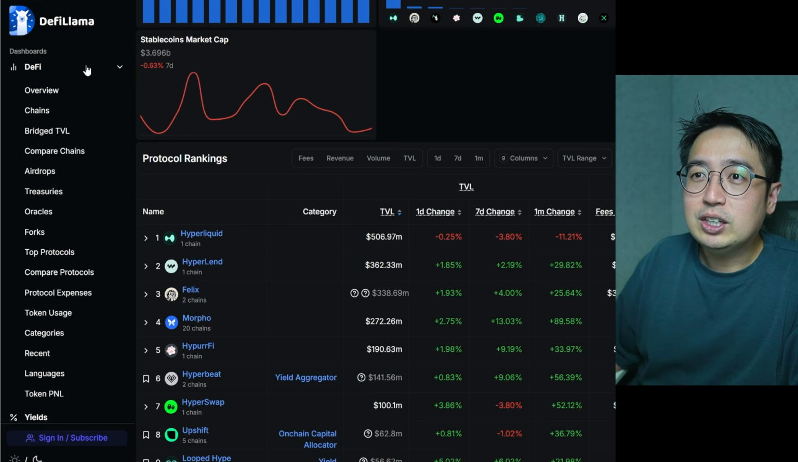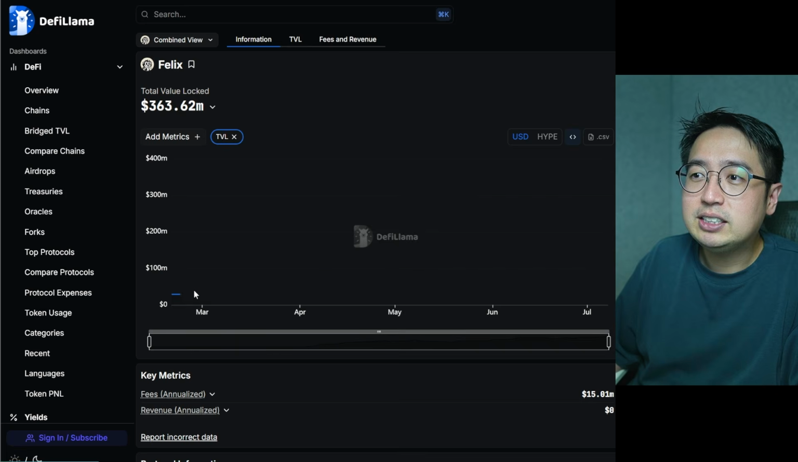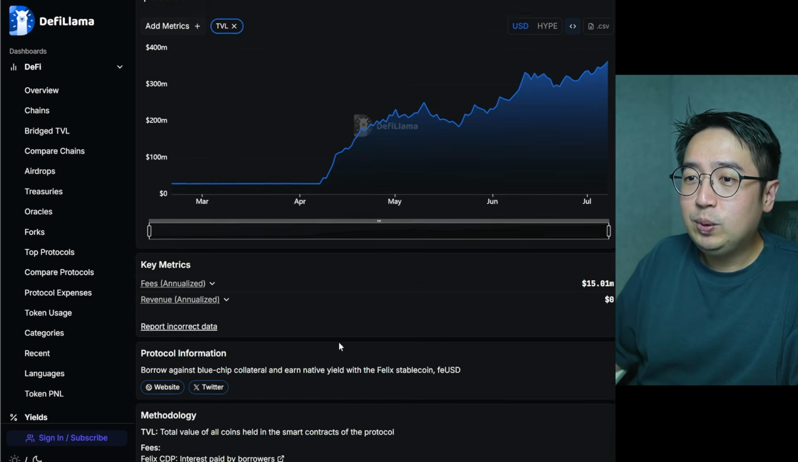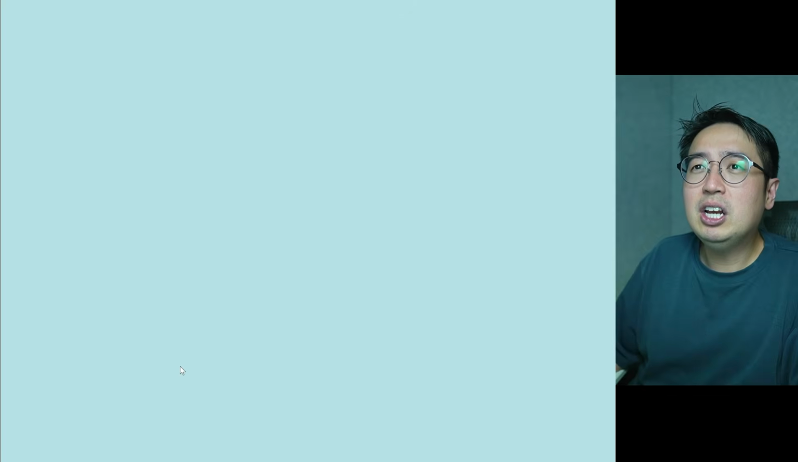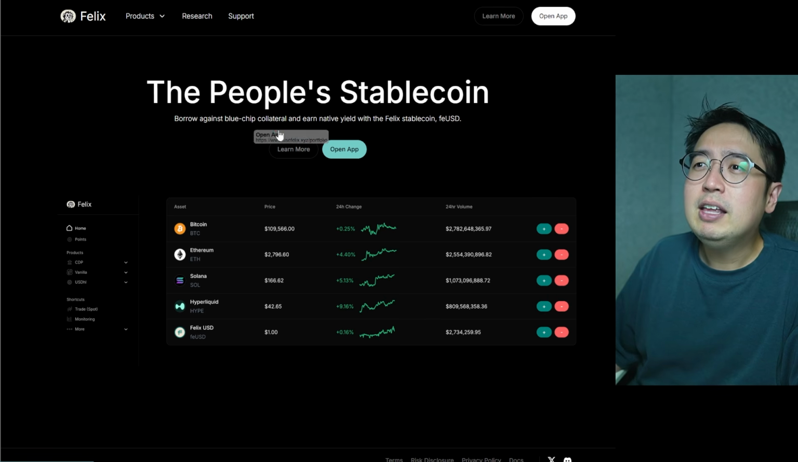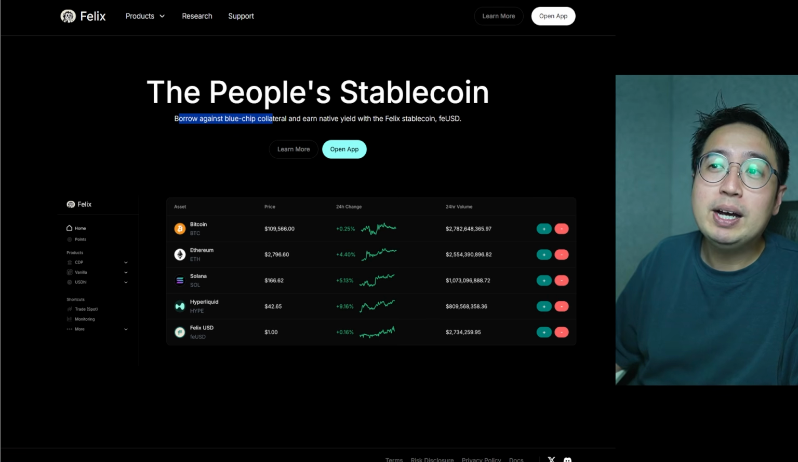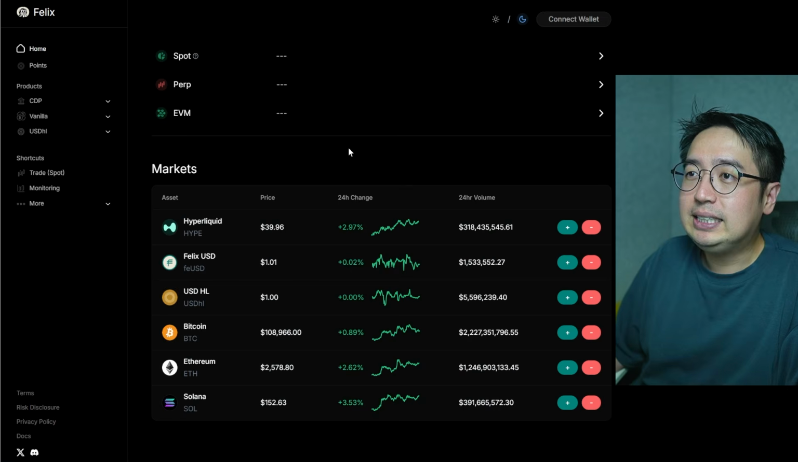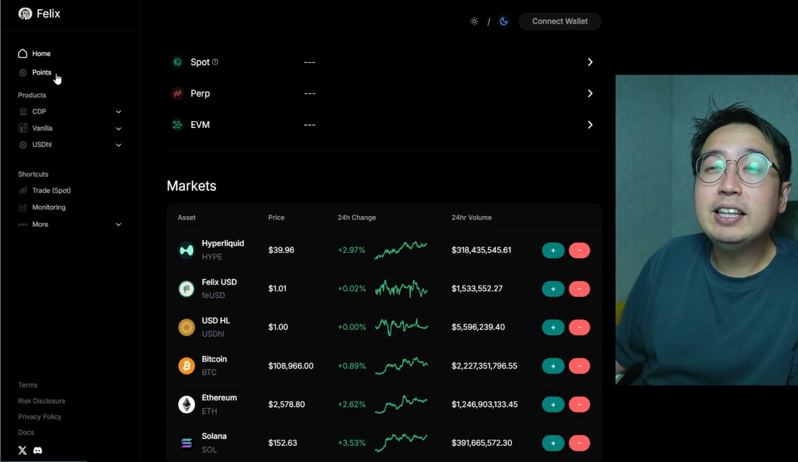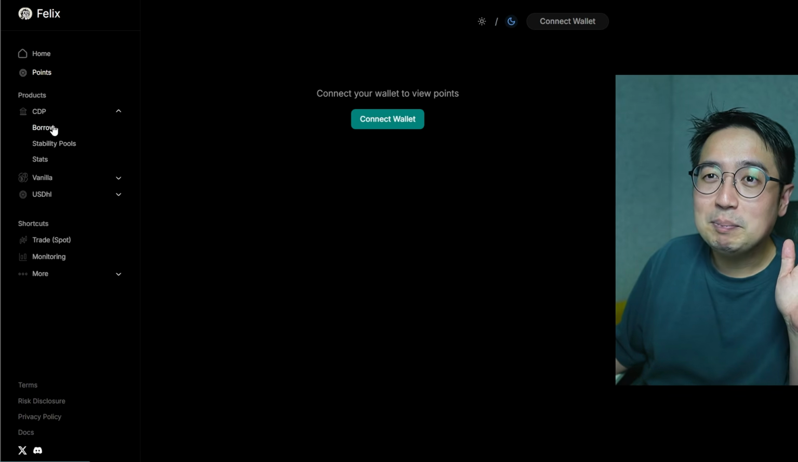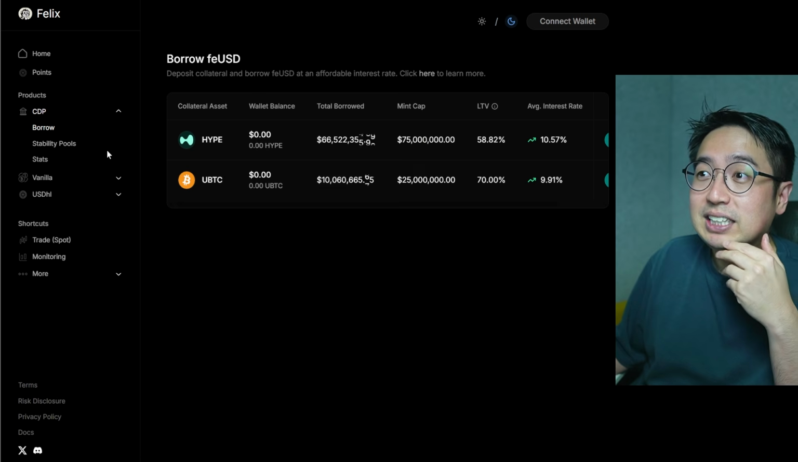So we looked at the second biggest protocol. Let's take a look at Felix. TVL has been up only. They've been gaining a lot of traction. We're going to jump into the website, felix.xyz, the people's stablecoin. Borrow against blue chip collateral and earn native yield with the Felix stablecoin FEUSD. As we open the app, we can see that they do have a points program, very likely an airdrop, so that might be something where we want to get started.